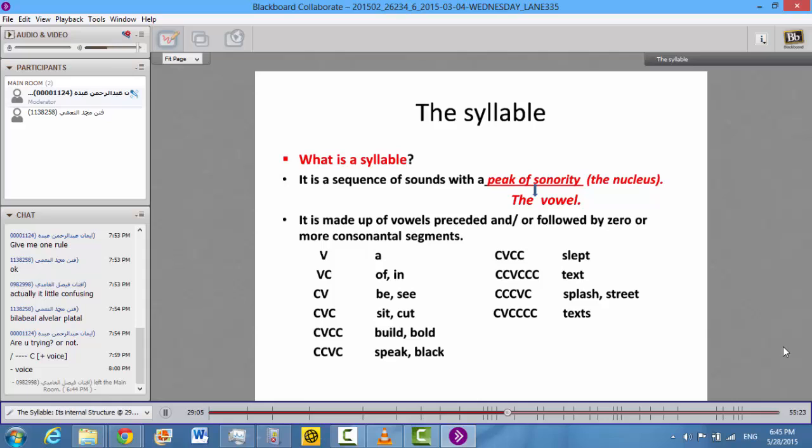Or we have the structure CVCC, like build and bold and hard. Or we have CCVC, like for example speak and black. We could also have CCVCC, like slept. Or it could be a two consonant cluster, then a vowel, and then three consecutive consonants like text. Maximum we can have four consonants like text in a final position, preceded by a vowel and a consonant.